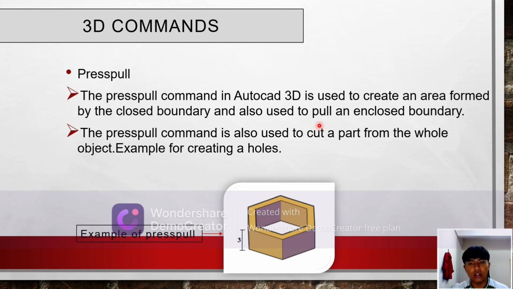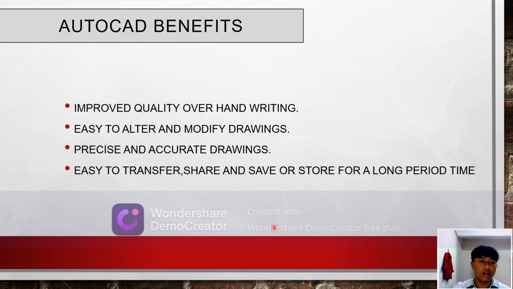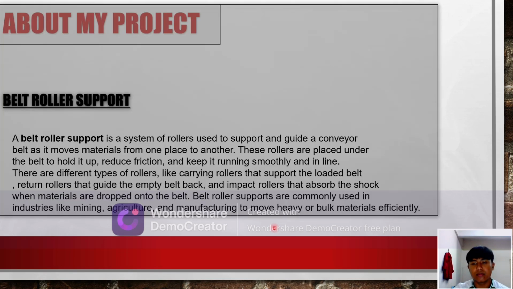For press pull, the press pull command in AutoCAD 3D is used to create an area formed by the closed boundary and also used to pull an enclosed boundary. The press pull command is also used to cut a part from the whole object, for example for creating a hole. This is the example of press pull. The benefits of AutoCAD are improved quality over handwriting, easy to alter the modified drawings, precise and accurate drawings, easy to transfer, share and save or store for a long time period.